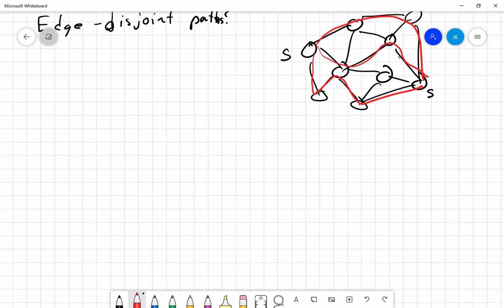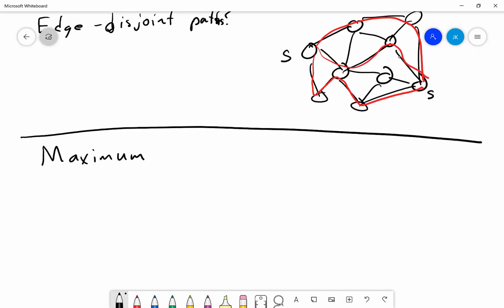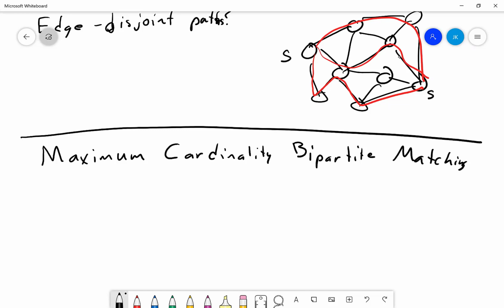Okay, the last general type of problem that we have is what we will call maximum cardinality bipartite matching. It's often abbreviated MCB. Okay, now what does this mean? There are a lot of words there.